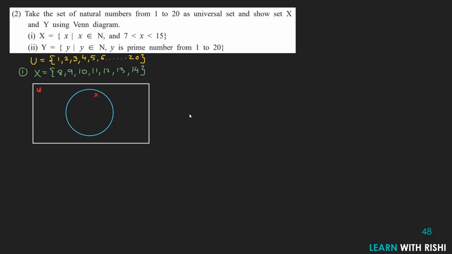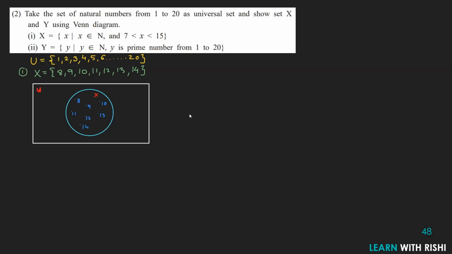Now, how many elements are present in set X? So 8, 9, 10, 11, 12, 13, 14. These are my elements present in set X. So that elements I will mention inside the circle. So let us write. So element 8, 9, 10, 11, 12, 13, and 14. So these 7 elements are present inside the circle.